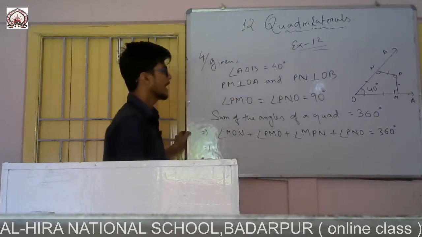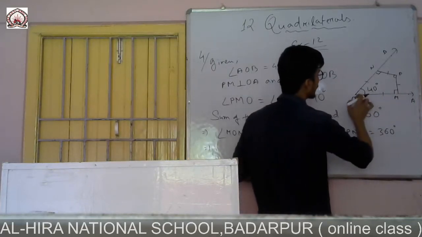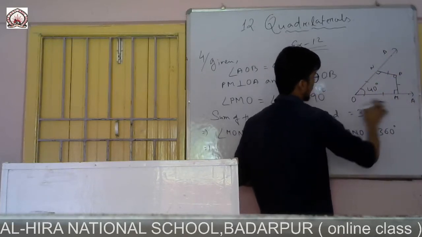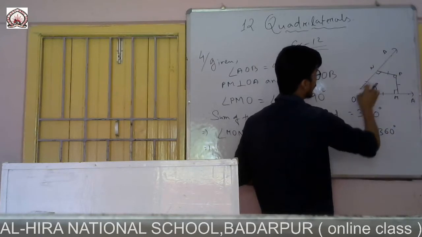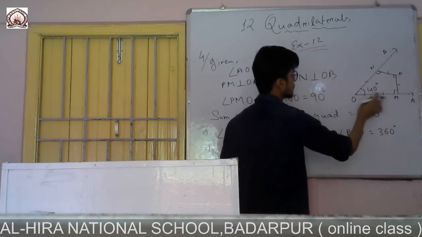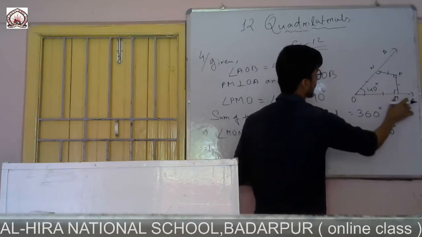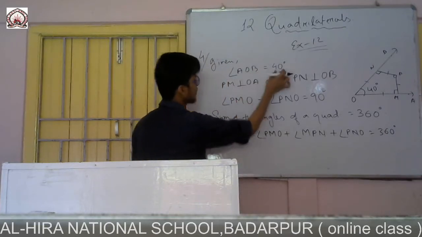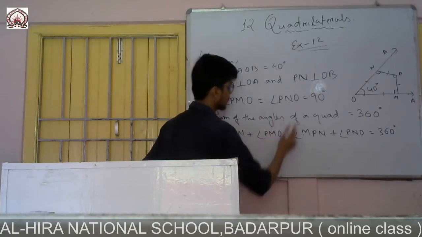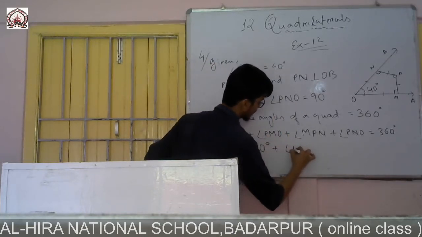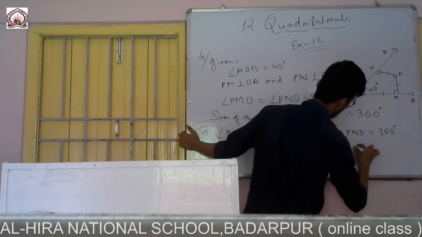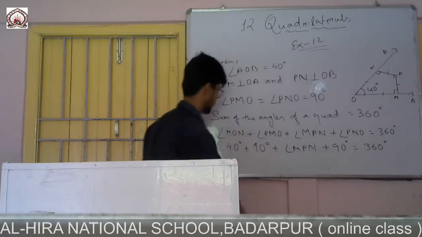Now you see angle MON and angle AOB, both of them are the same angle. If I simply extend this line, there I am getting A, there I am getting B. That means MON or BOA, both of them are the same. So in place of here I can write 40 degrees. PMO and PNO, both of them are 90 degrees. MPN I have to find, I don't know this one. And this one is also 90 degrees, which equals 360 degrees.